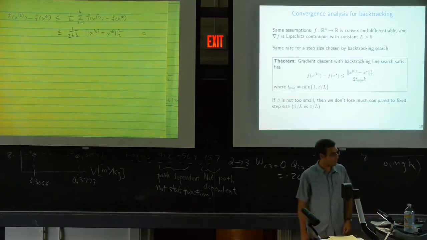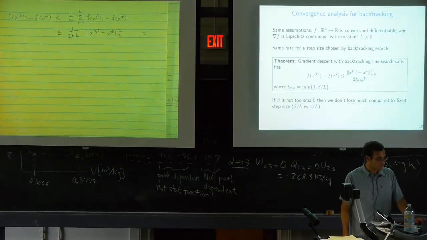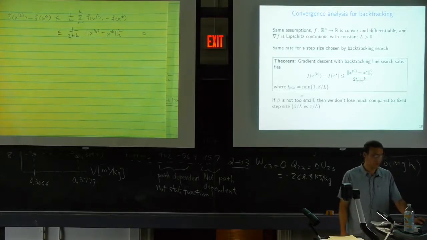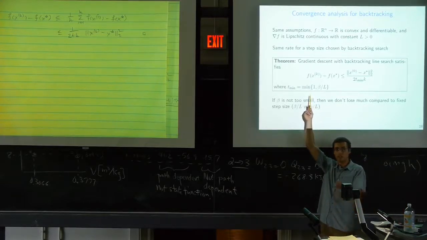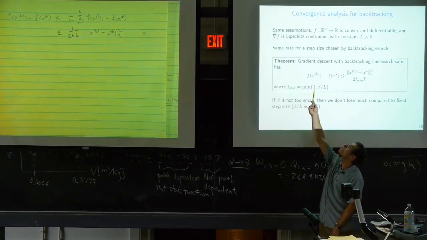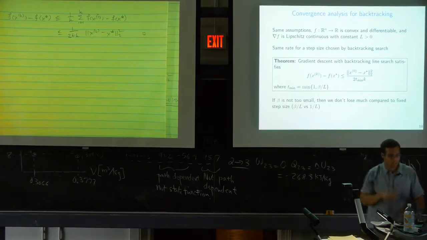It wouldn't be bad to think about this on your own, that if you use backtracking, you get the exact same rate. All that changes is that instead of having a t here, where that was our choice of fixed step size, we replace that by a t min, where that t min is the smallest of either 1, which is actually where you'd start the backtracking in every iteration, or beta over L. So that's where that comes in terms of the rate.